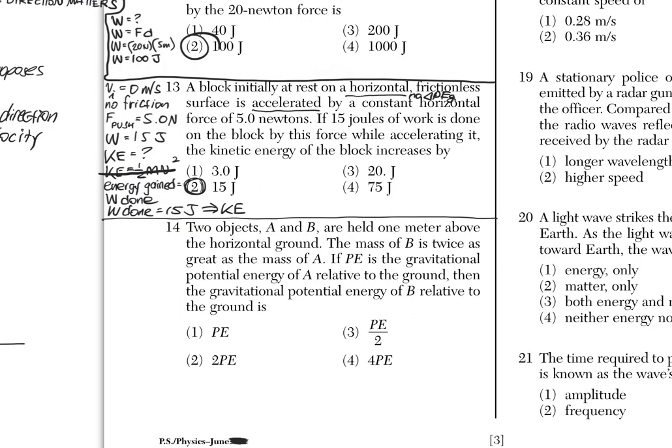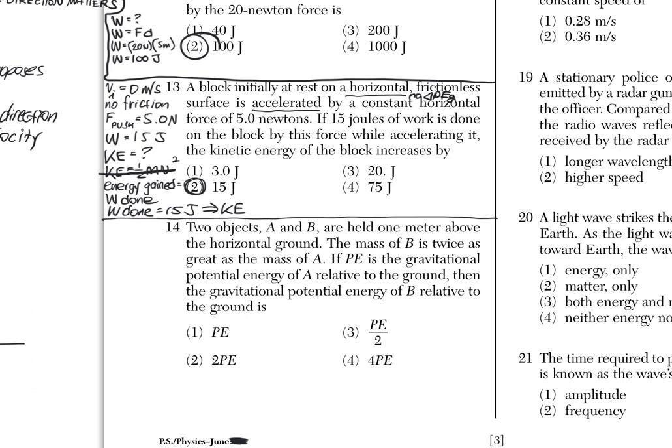And we're at the bottom of this column. So number 14, A and B are held a meter above the ground. Mass of B is twice that of A. If PE is the gravitational potential energy of A, what's the gravitational potential energy of B? I feel like I'd like a picture here. So two masses, A and B. B is twice as massive. They're both a meter above the ground.